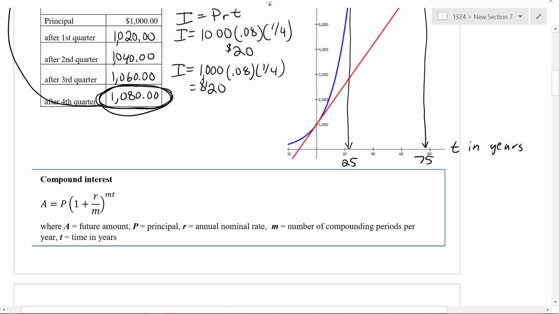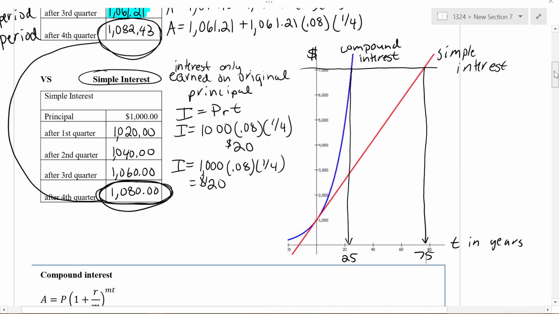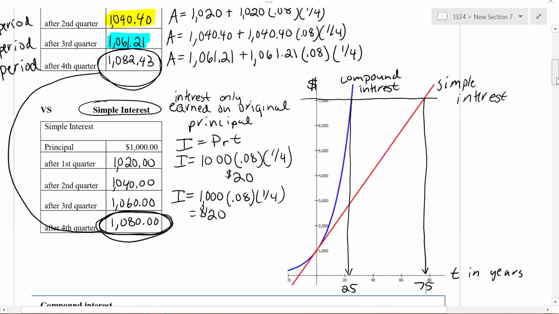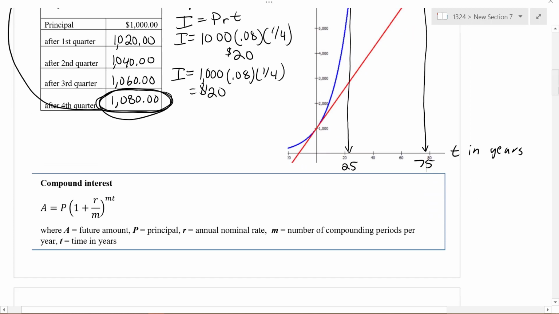Okay, so let's look at our compound interest formula. What we did up here when we talked about compound interest is we calculated compound interest for every quarter individually. We don't want to have to do that. There is a formula that will take us from the beginning to the very end of the account, for several quarters, for several years, all at one time. We call this the compound interest formula.